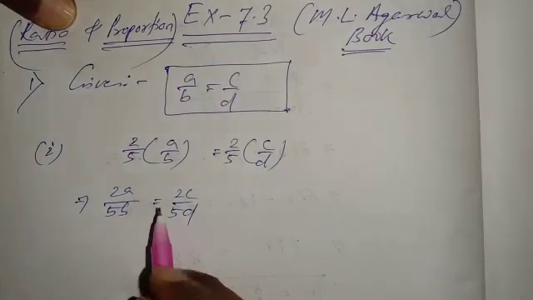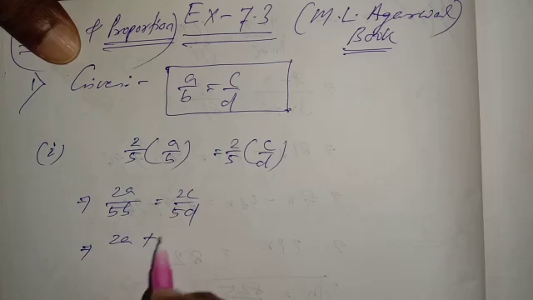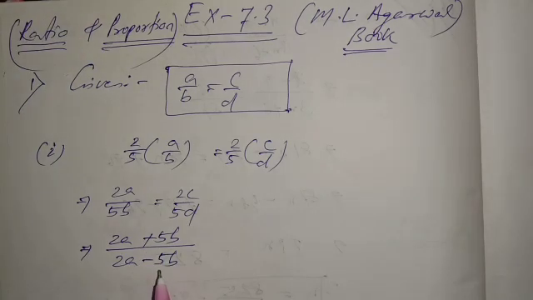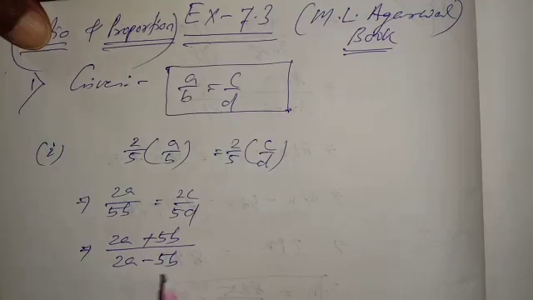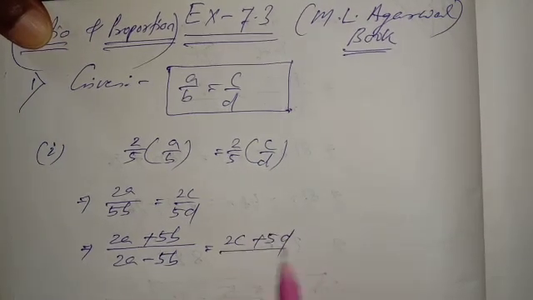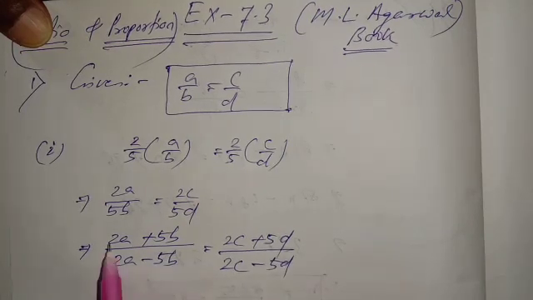Now using the property that is componendo and dividendo, (2a plus 5b) divided by (2a minus 5b) is equal to, using componendo means plus, dividendo means minus, same process, (2c plus 5d) divided by (2c minus 5d). Just see, the first part is proved.